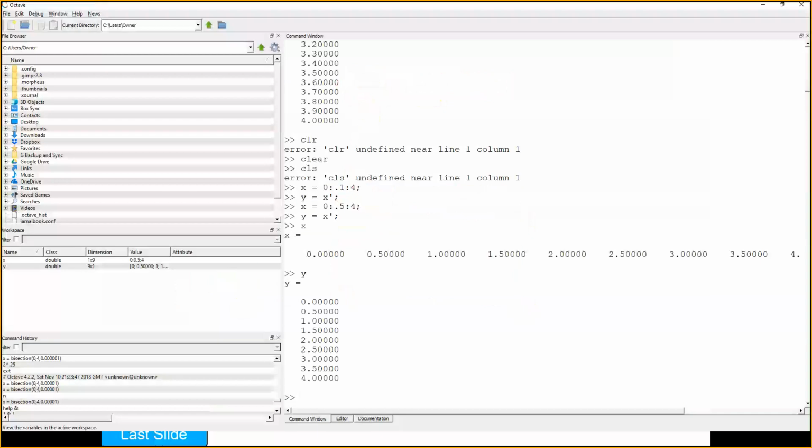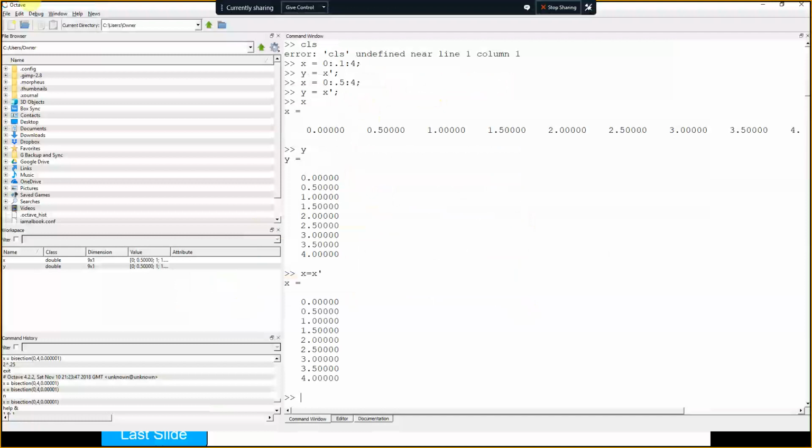So go back to this guy. It's the other way I had it here. So I transpose. I say x equal x transpose, that's fine. And y equal y transpose.